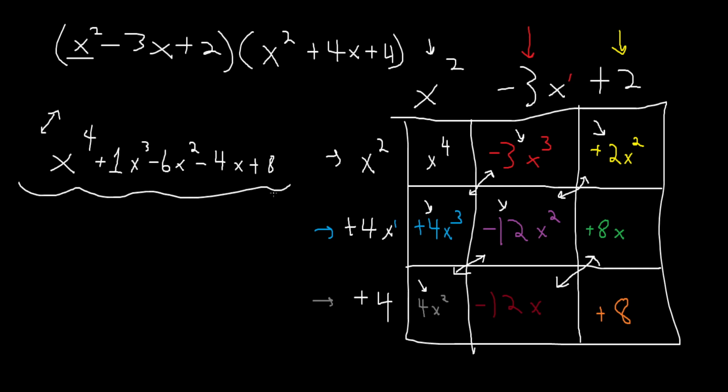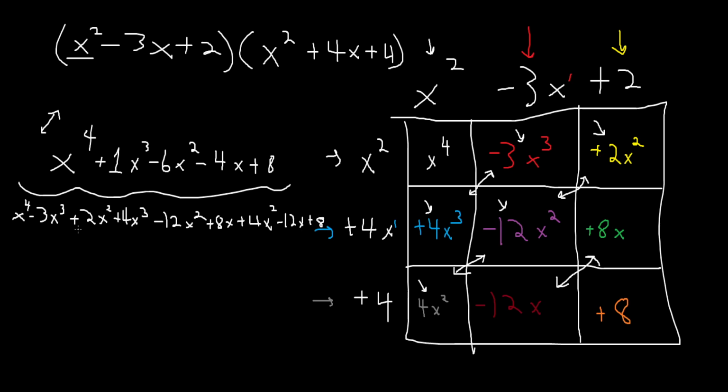But let's say we didn't do that. Let's say we got all these. We don't want to have to deal with all these arrows. Let's just write it out from left to right. Okay, well, your wish is my command. So we got x to the 4th minus 3x to the 3rd plus 2x squared plus 4x to the 3rd minus 12x squared plus 8x plus 4x squared minus 12x plus 8.